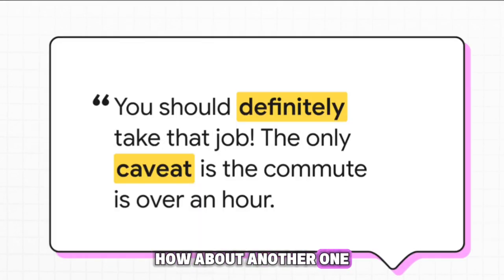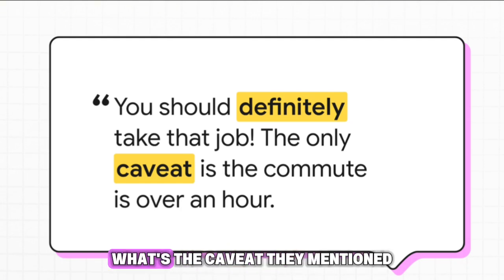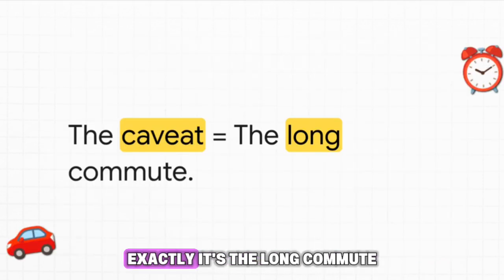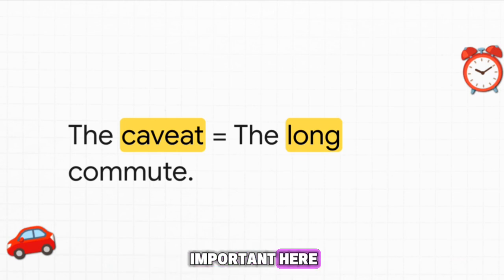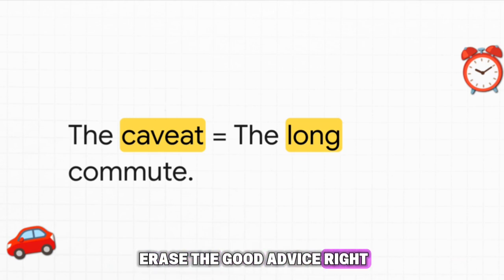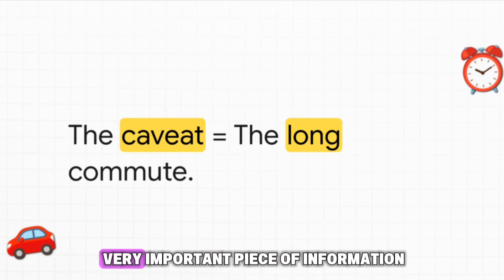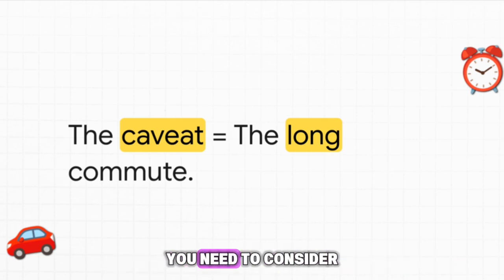Okay, how about another one? This is something you might actually hear from a friend. They're telling you, you should definitely take that job. So what's the one thing you need to think about? What's the caveat they mention? Exactly, it's the long commute. Now notice something really important here. The caveat doesn't totally erase the good advice, right? It just adds a very important piece of information you need to consider. It adds a little dose of reality.